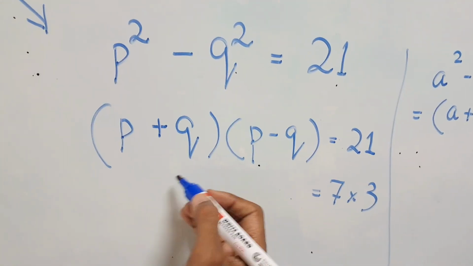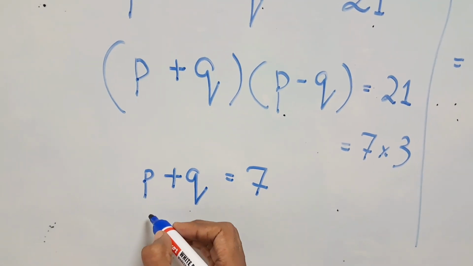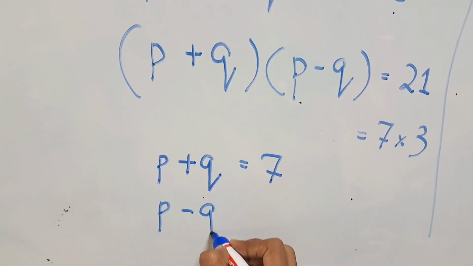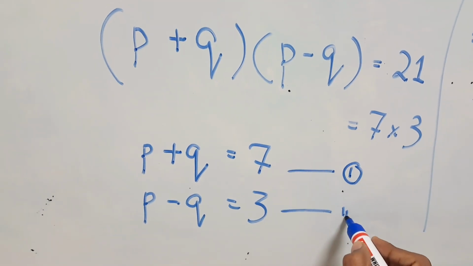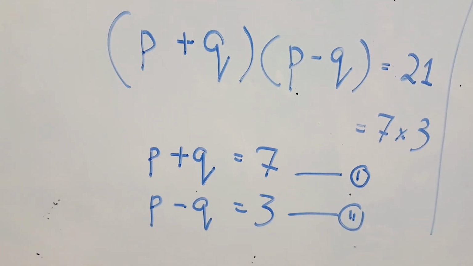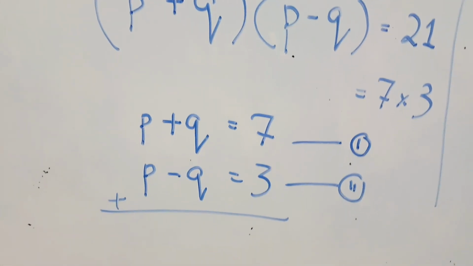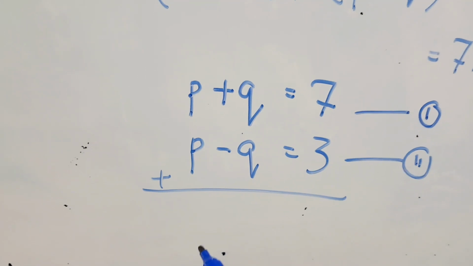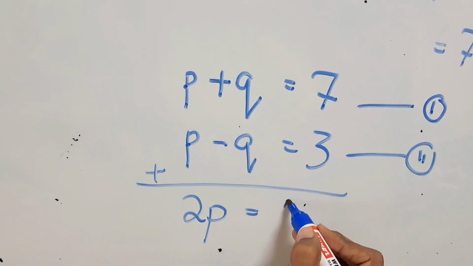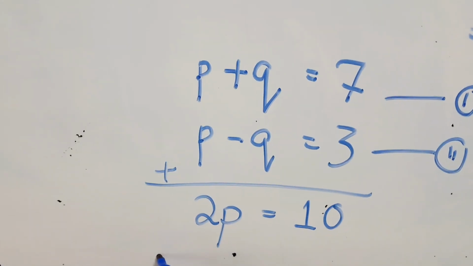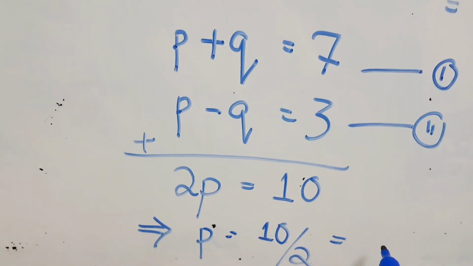So we can take p plus q equals 7 and p minus q equals 3. Now we have to solve these two equations, equation number 1 and equation number 2. To solve these two equations, we can add them. On adding, q and q get cancelled and we are left with 2p, and on this side 7 plus 3 we get 10. From which we get p equals 10 upon 2, which is nothing but 5.